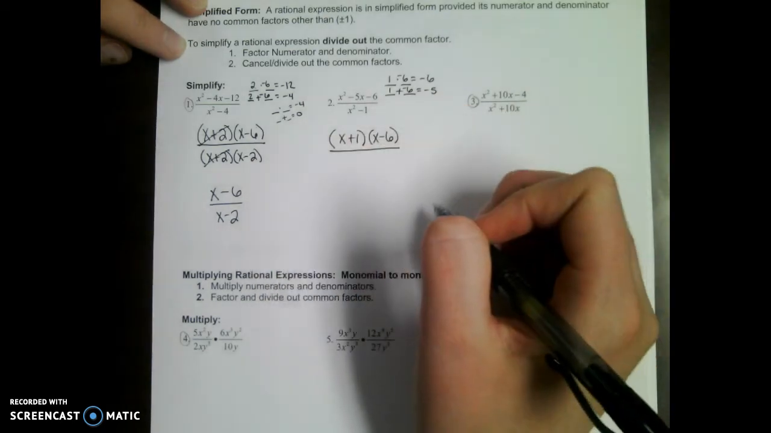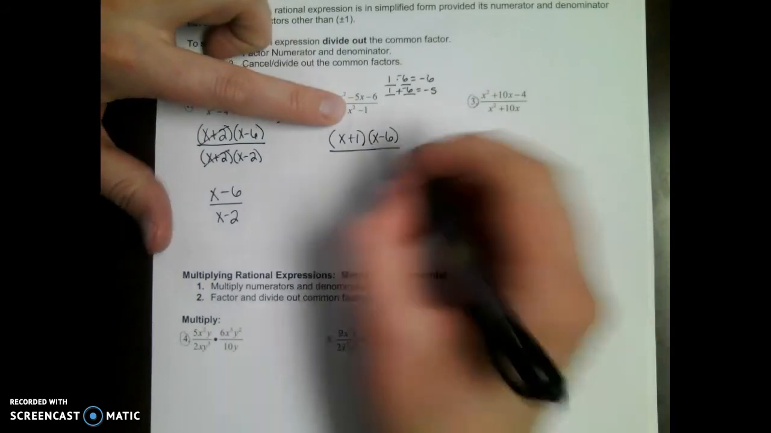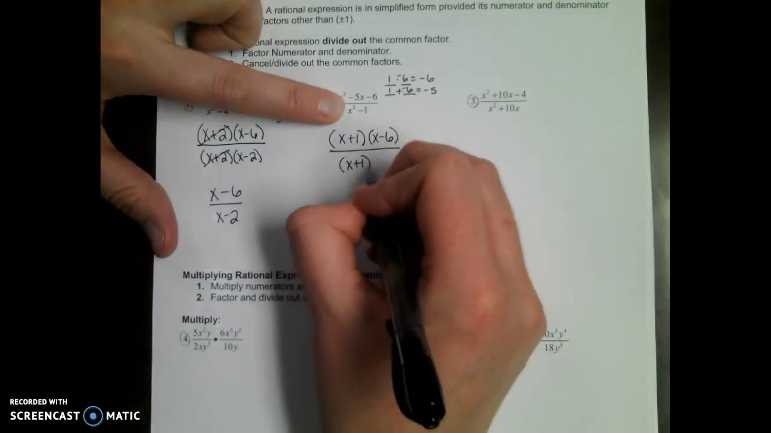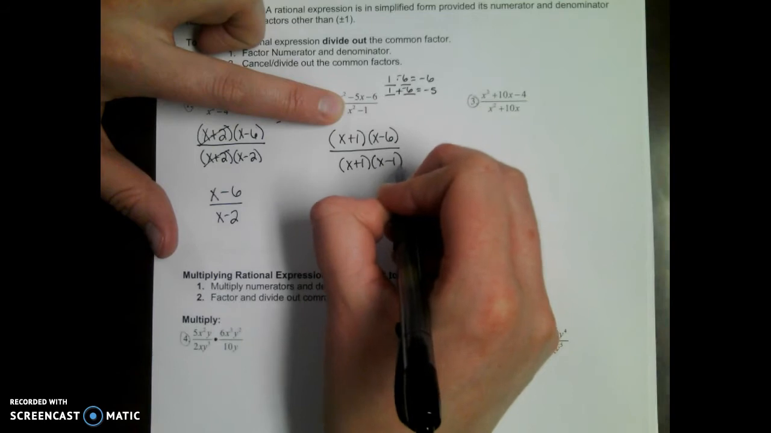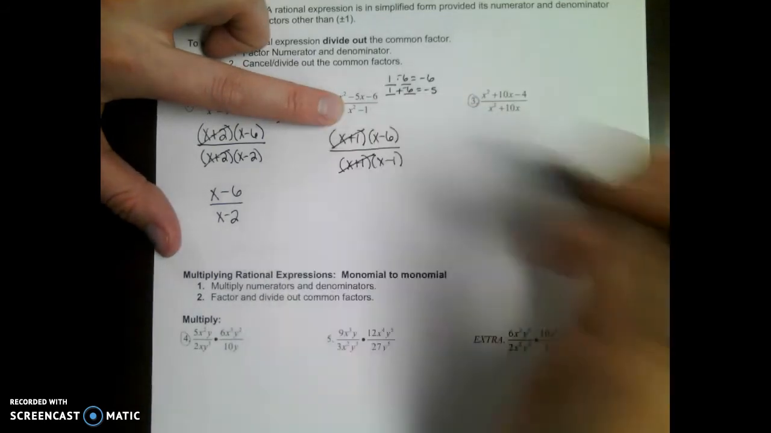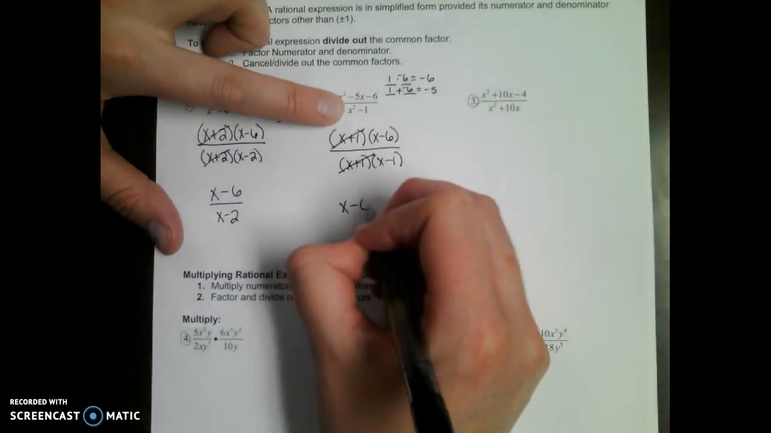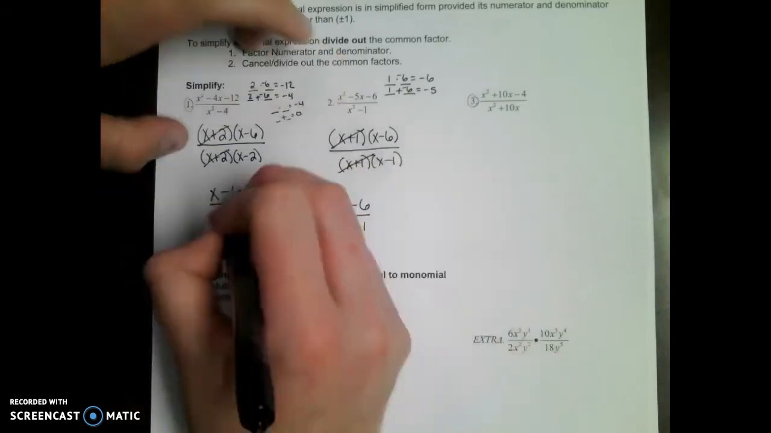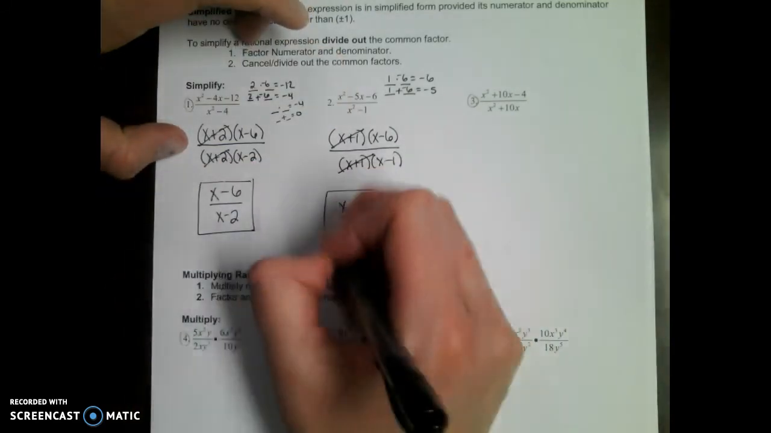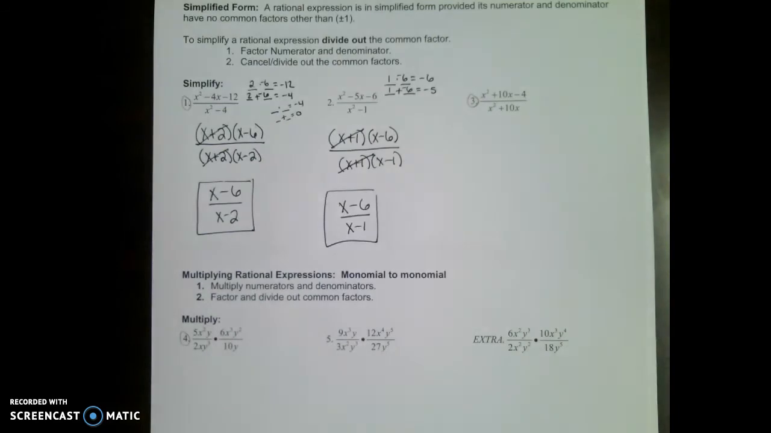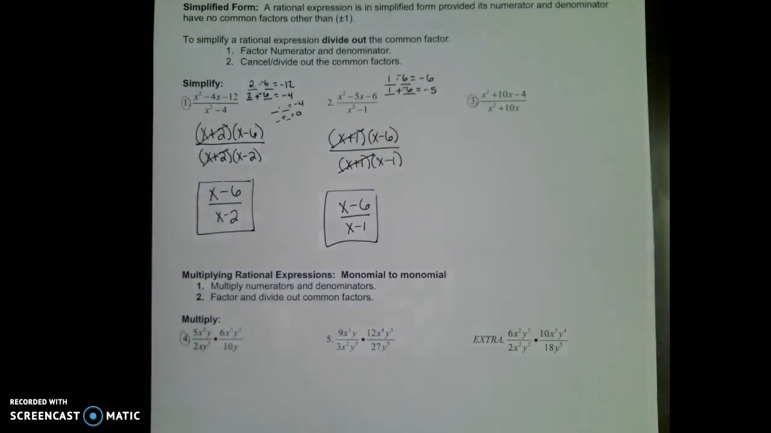On the bottom, this is difference of two squares. X plus 1, x minus 1. The x plus 1's cancel, leaving us with x minus 6 over x minus 1. If you want to leave your answers with parentheses around it, that's fine, but you don't need it.